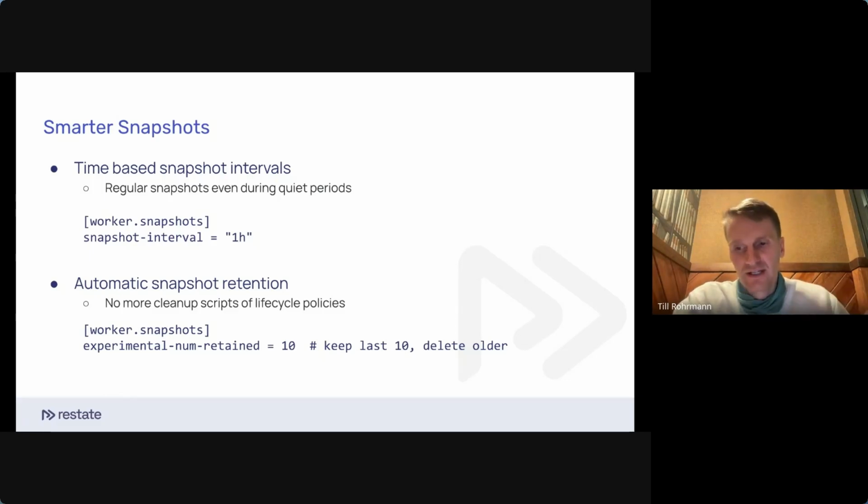whether those snapshots were still needed or not. With 1.6, there's an experimental feature that you can enable by setting the experimental num retained field under snapshots, which will instruct Restate to manage these snapshots, so as to only keep the latest n snapshots and remove all others. And thereby, you will no longer accumulate a lot of snapshot state on S3 or so, making operations again simpler.